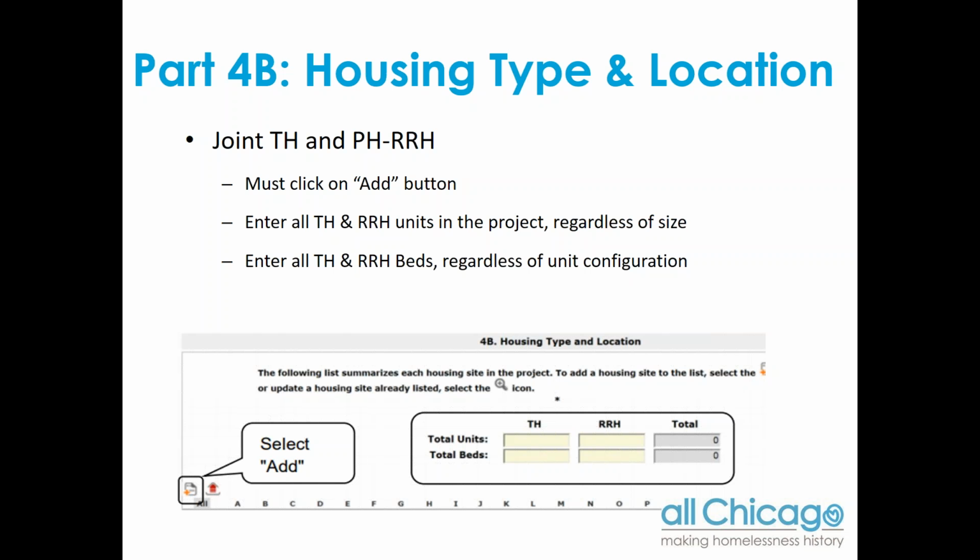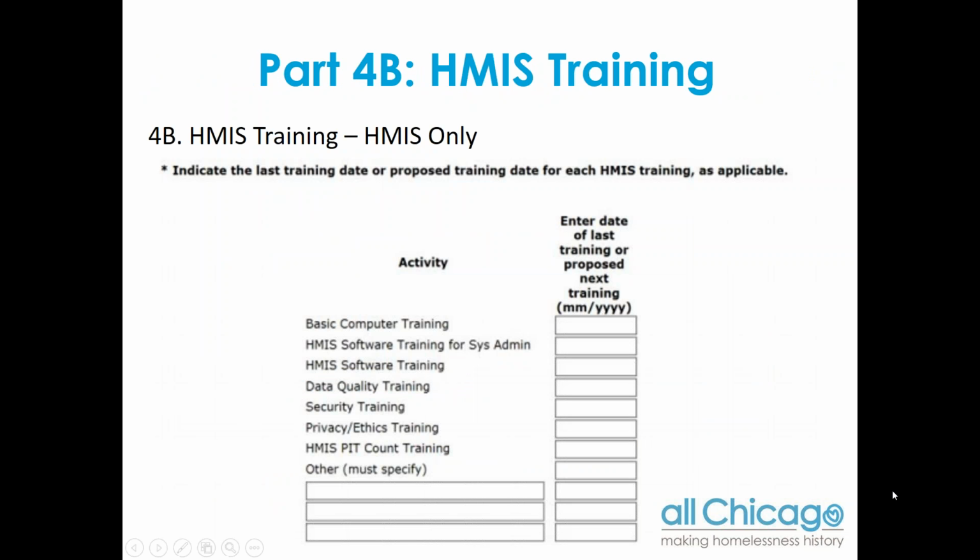So for just a little bit about the joint program. The joint program is going to have to add beds and units both for TH and rapid rehousing. So you have to ensure that your totals are matching, right? And the totals, these are the totals that are going to filter into your budget later as well. So, for TH, your units may be in a single building somewhere, whereas your rapid rehousing would be scattered sites throughout the community. So HMIS gets to answer questions about training. They're looking for the date, the last training or the proposed next training, and these following topics as applicable.